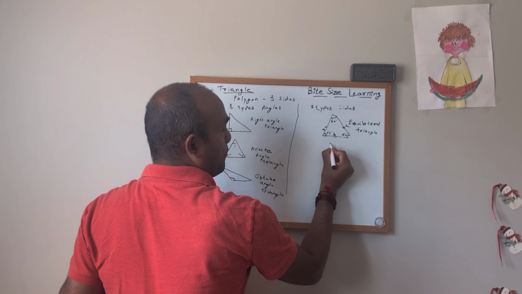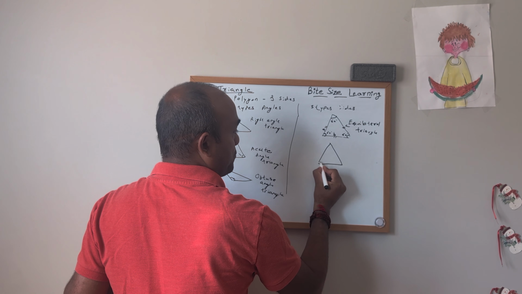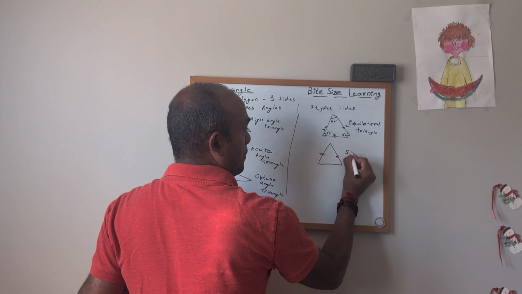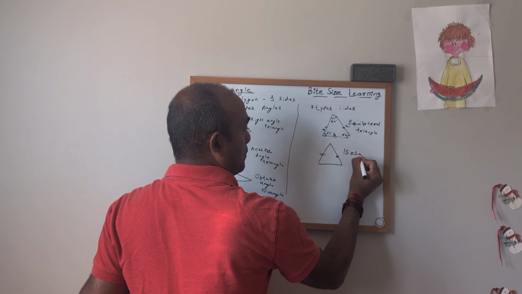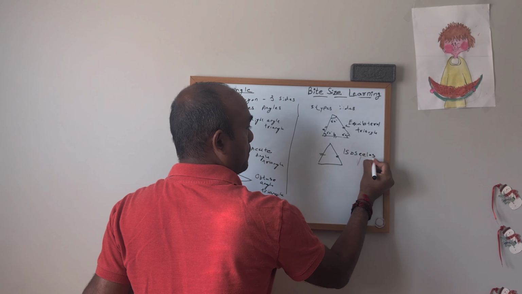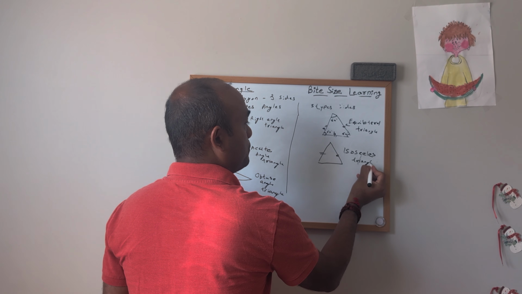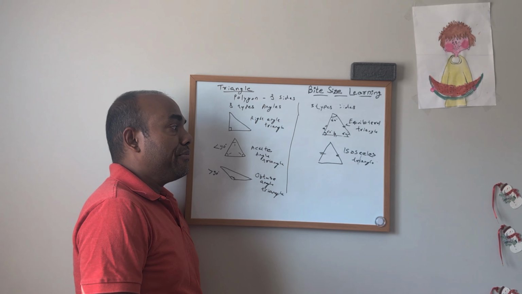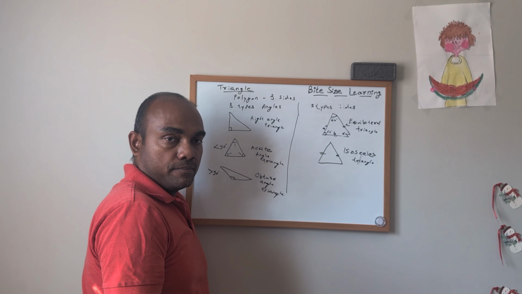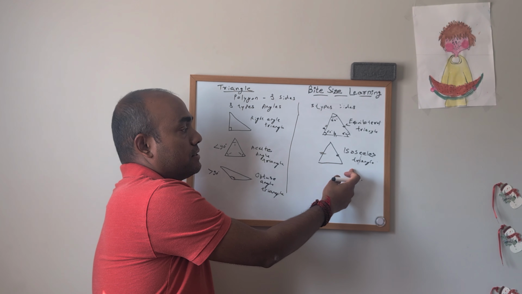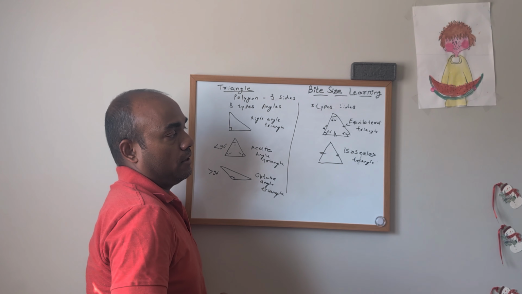Then the next type of triangle is the isosceles triangle. It is a type of triangle that has two of its sides equal. So two of the sides are equal in an isosceles triangle.